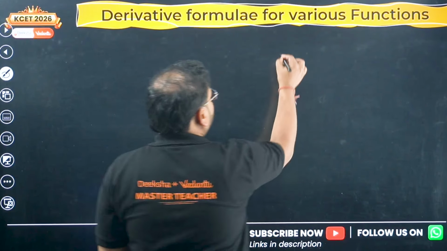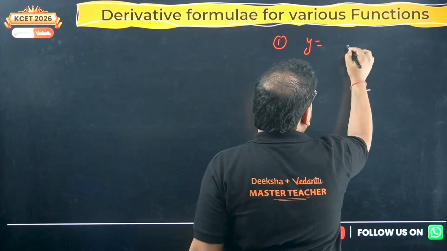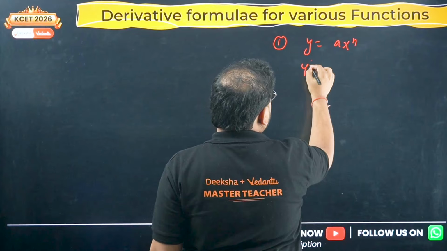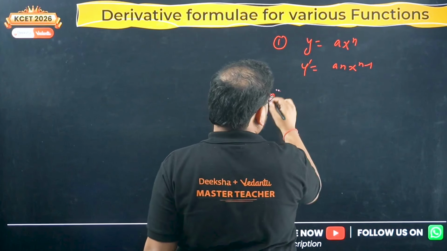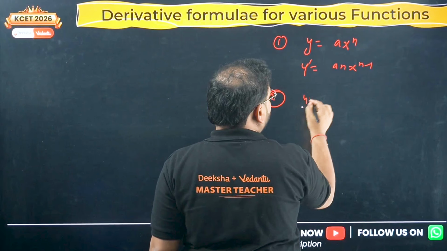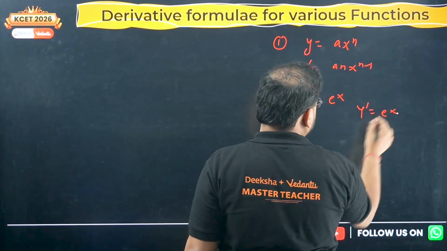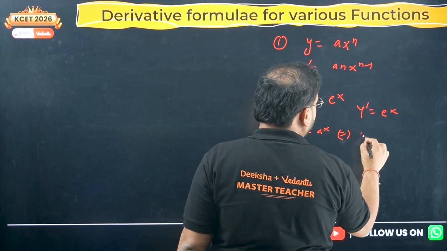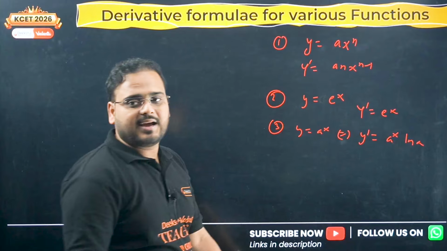Let's start from the very first one, the polynomial function. If y equals a x power n, the derivative is a n x power n minus 1, and of course you can keep continuing like this. If y equals e power x, the derivative is also e power x. If y equals a power x, the derivative is a power x ln a.